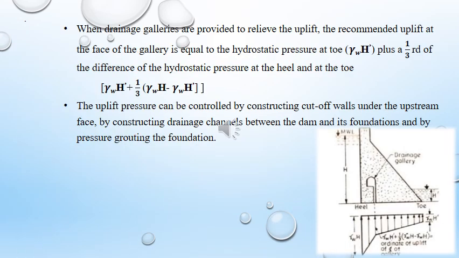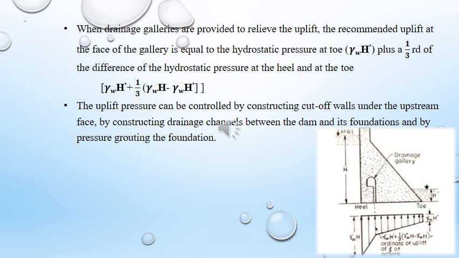So uplift pressure can be controlled, because this uplift pressure will reduce the weight of the dam. If the weight of the dam is reduced, then the stability of the dam is reduced. So it can be controlled by constructing a cut-off wall under the upstream face, or by constructing some drainage gallery between the dam body and the foundation, or by providing pressure grouting of the foundation.